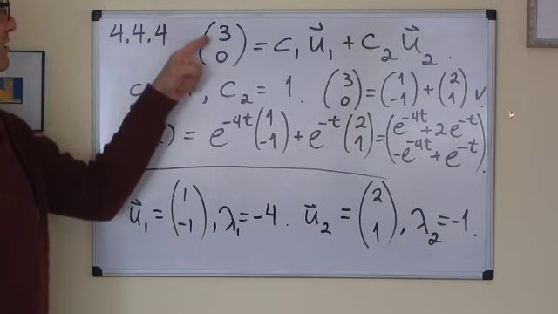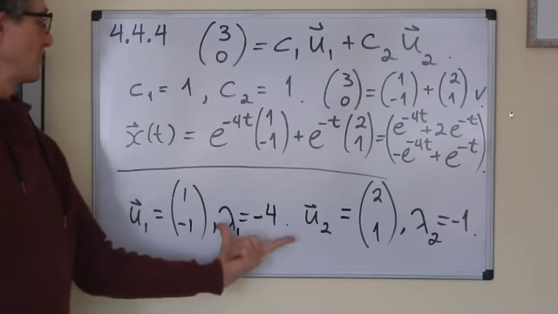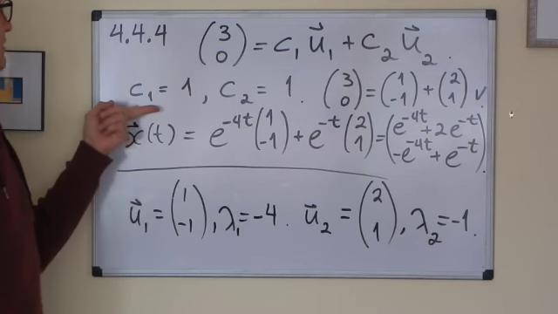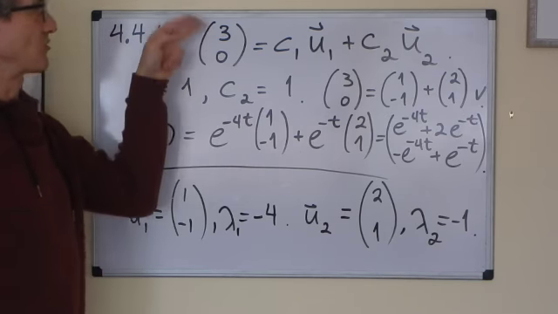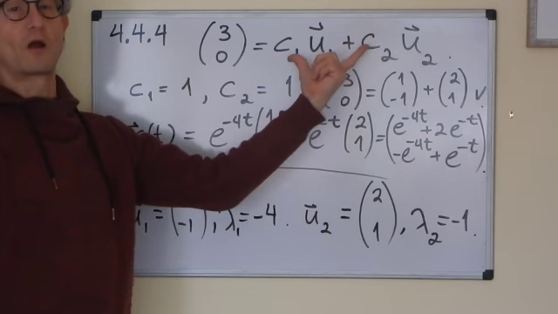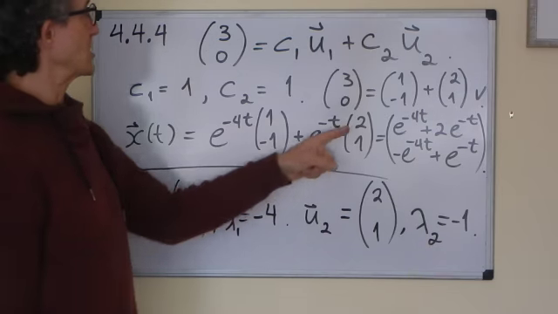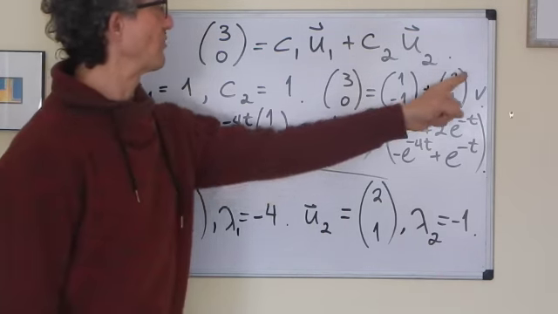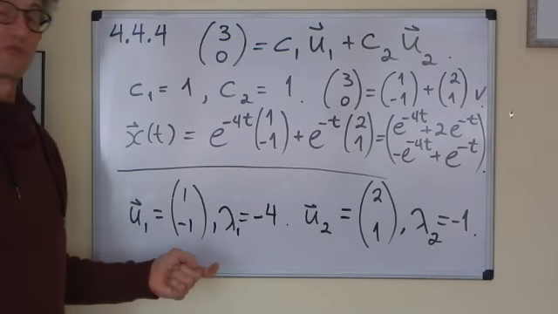We'd like to write this initial condition as a linear combination of the two eigenvectors, and doing that, we find that C1 is 1 and C2 is 1. It's a system of two equations for those two numbers, C1 and C2. And let's just check. If I take 1, minus 1 and add 2, 1, I get 3 and 0, so that's correct. And what does that mean in terms of the solution?